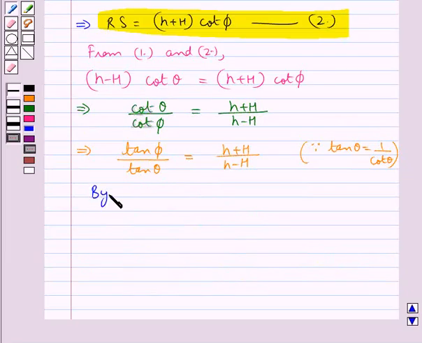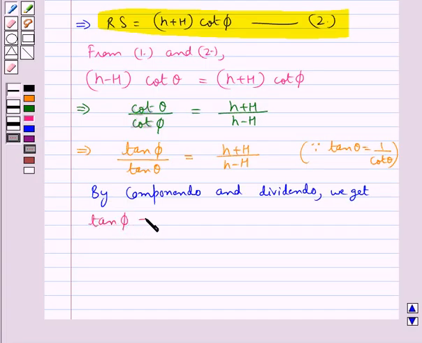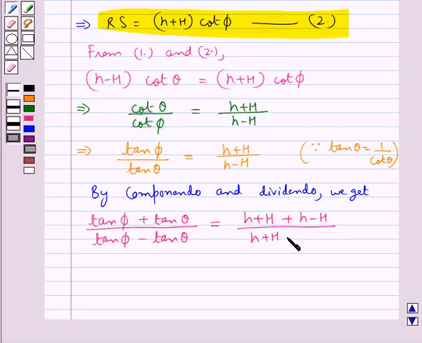Now by componendo and dividendo, we get tan phi plus tan theta upon tan phi minus tan theta is equal to H plus h plus H minus h upon H plus h minus H minus h.